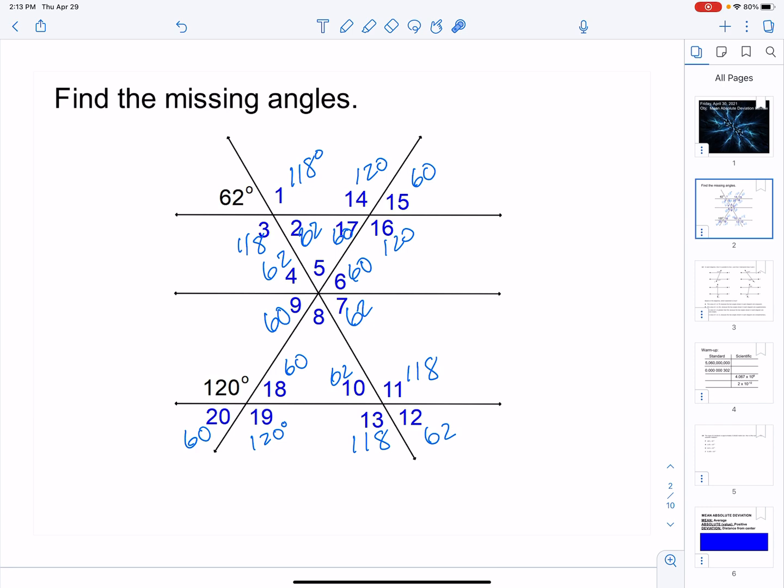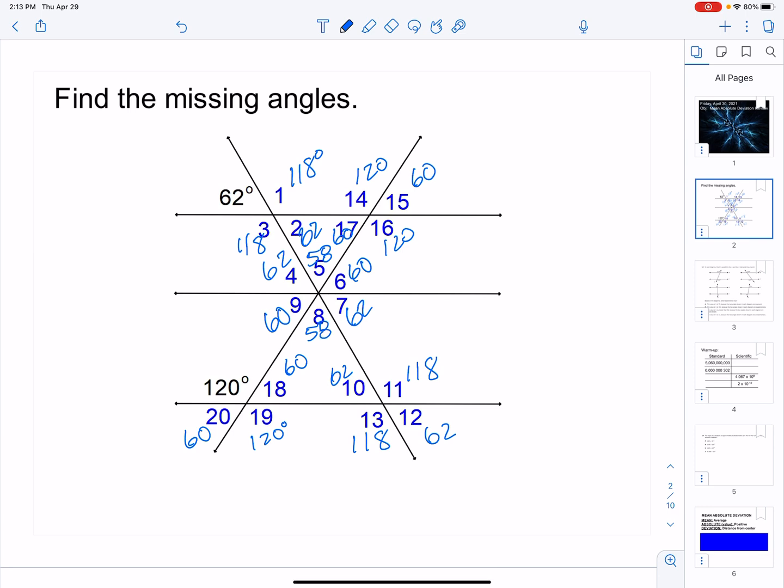122 from it, let me see if I can... 62 plus 60, you get 122, and you subtract that from 180, and you end up with this angle here being 58 degrees. So if angle 5 is 58, then angle 8 is also 58 degrees. And you've now found every single one of those angles.